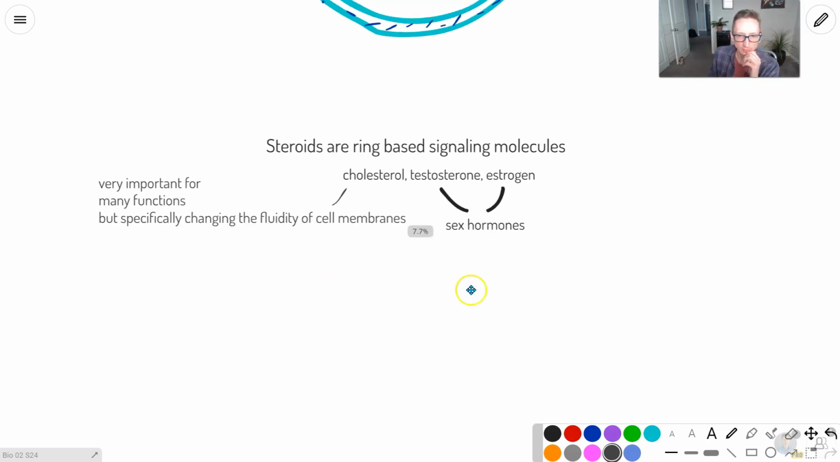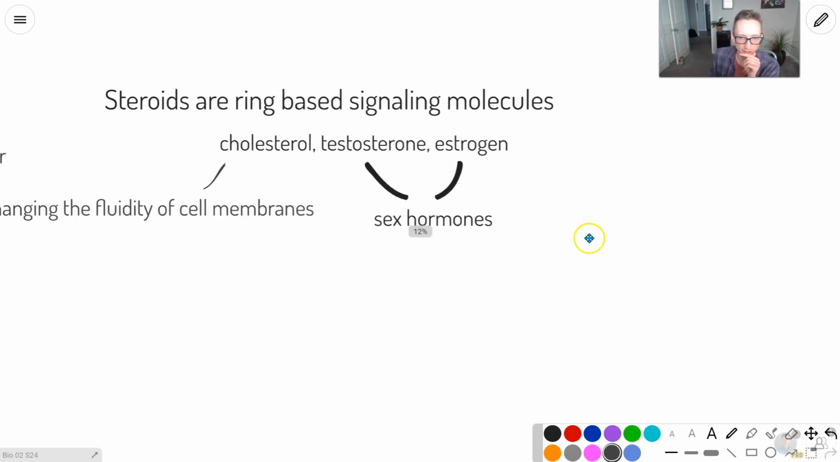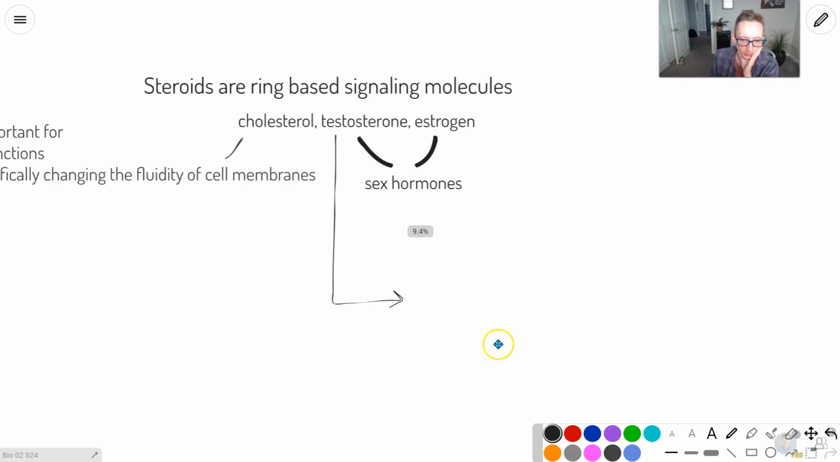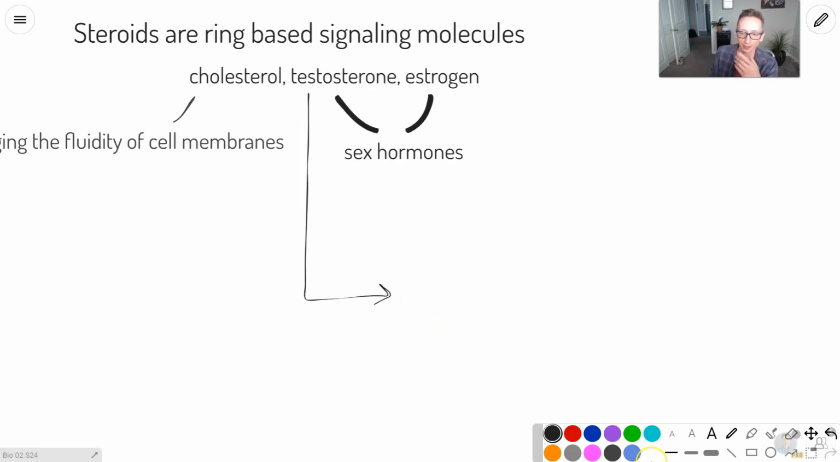All right. I'll draw out testosterone, just to give you an example of what one of these looks like. So just one example, and that's kind of it. Since these are lipids, they can easily get through the membrane. That's why they make great signaling molecules, because they're a lipid. They can get right through that hydrophobic tail. So testosterone looks something like this.